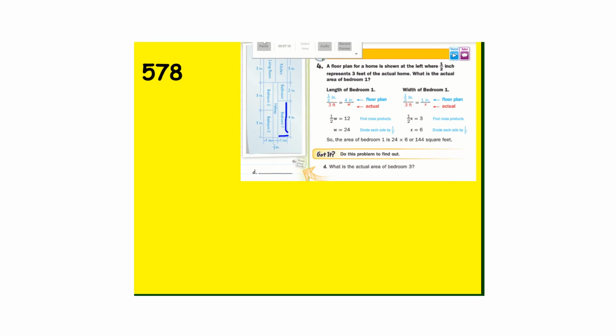Pause the video. So read the problem. It tells you 1/2 inch is 3 feet in the actual home. So that's what we need here. That's what it tells us. And then this is what it's asking. So in the bedroom, the length, bedroom 1, is 4 inches. So this is our 4. That's what goes here. How much is it actually? 4 times 3, 12. 12 divided by 1/2 means 12 times 2 is 24.